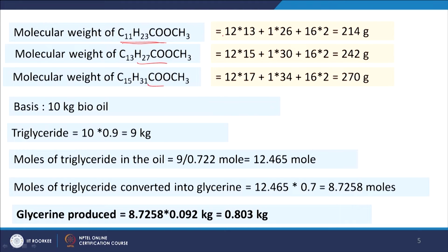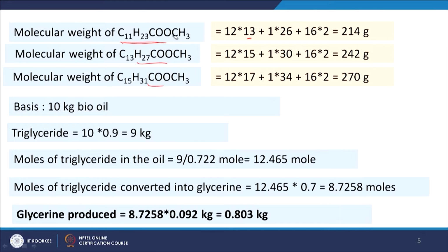Then the molecular weight: here 12 into 13, so 13 carbon into 12 plus 26 hydrogen into 1 plus 2 oxygen into 16. So, 214 gram. And here we are getting 12 into 15, so 15 carbon into 12 plus 30 hydrogen into 1 plus 2 oxygen into 16. So, 242 gram. Similarly, for palmitic acid methyl ester, 12 into 17 plus 1 into 34 plus 16 into 2. So, 270 gram. So, these are the molecular weights of these methyl esters of different fatty acids.